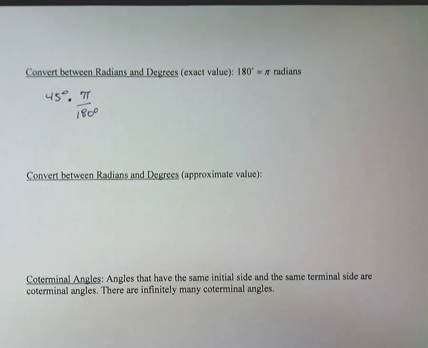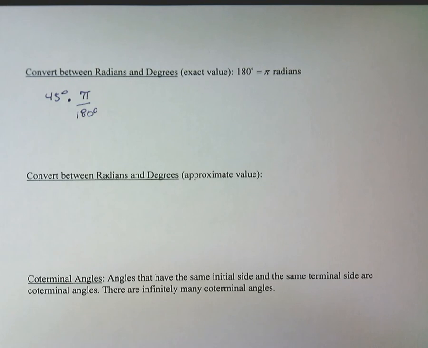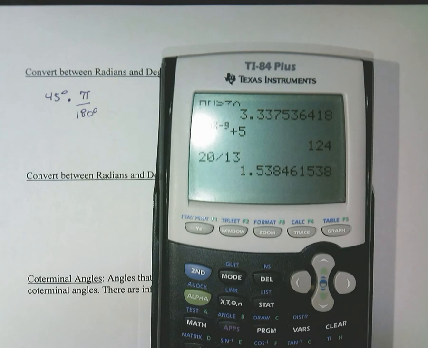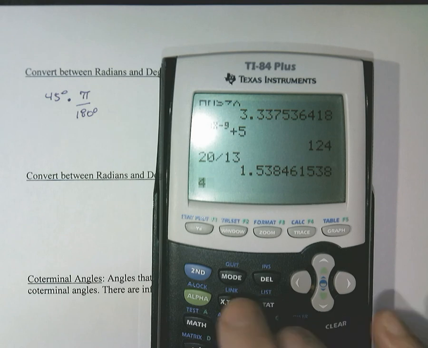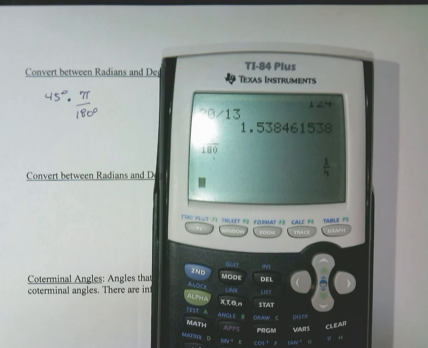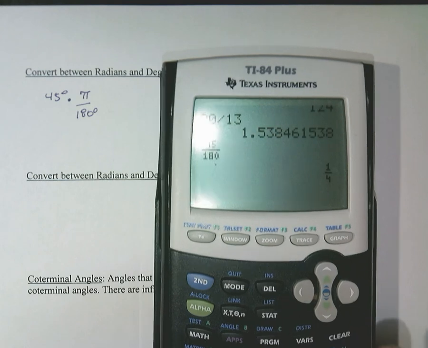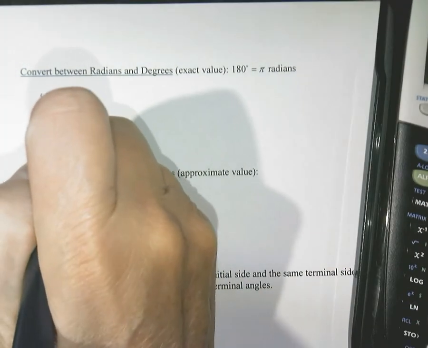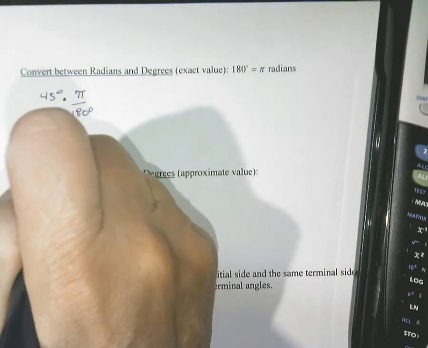To show you what that looks like on the calculator, you don't need to use the pi symbol. I'm going to do 45. Let's do it this way. 45 divided by 180. The calculator will reduce it for me. It gives me 1/4 pi. So this is going to equal pi over 4, or 1/4 pi.